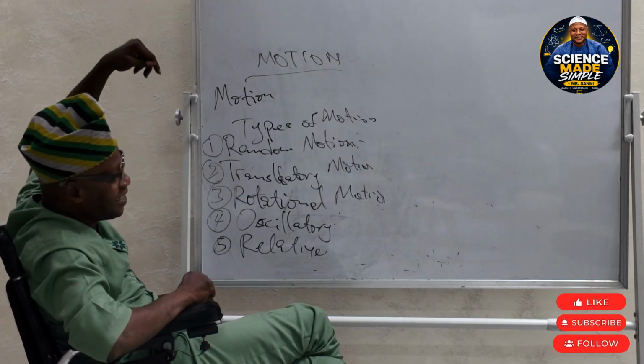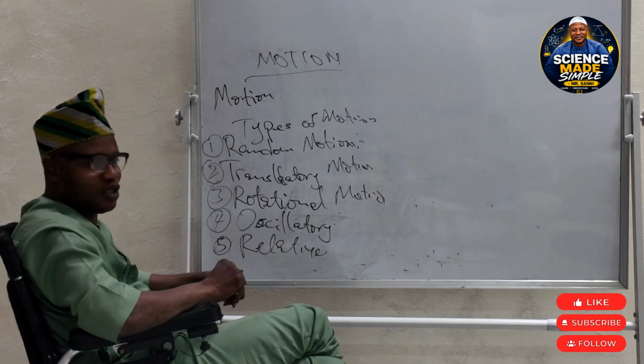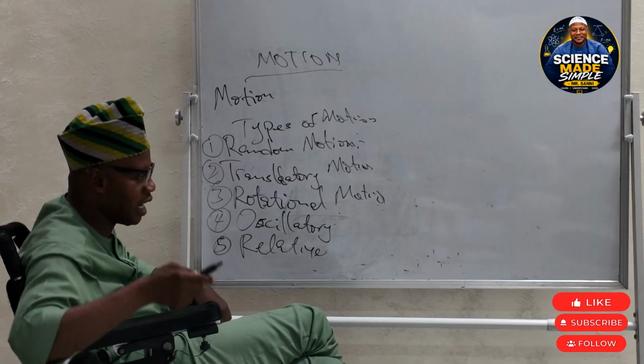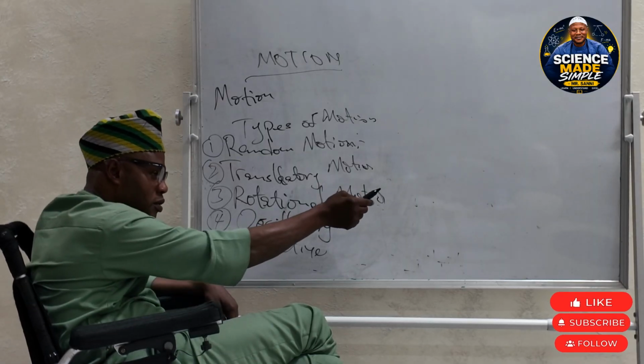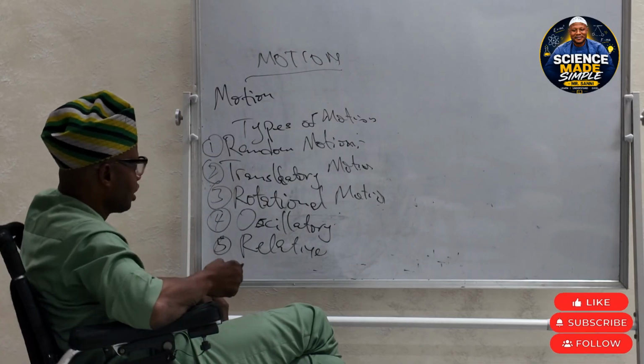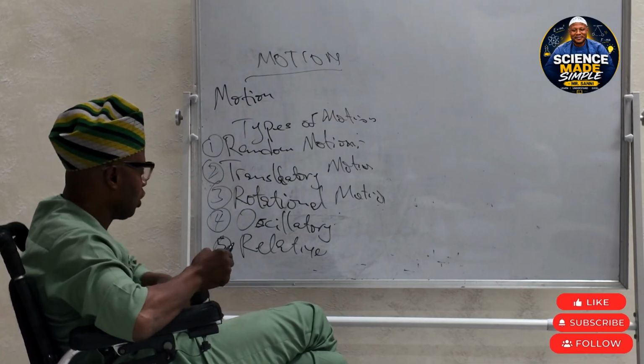So that means in relation to the tree, as the bus and the student are moving in one direction, the tree that is stationary will look as if it is moving in the opposite direction.